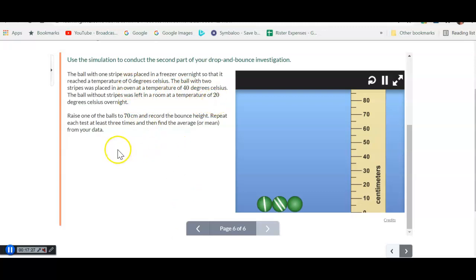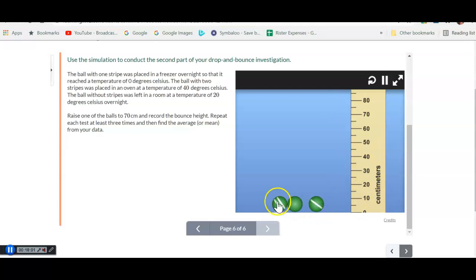We're still raising each one 70 centimeters and recording the bounce height. Remember, you want to at least do this 3 times for each one and then find an average from your data. So your data table will need to do so the ball with one stripe, you'll need to have 0 degrees. You'll need to have a starting height of 70. Again, it's hard to pick up with my mouth. And a bounce height, and you'll need to do it 3 times.